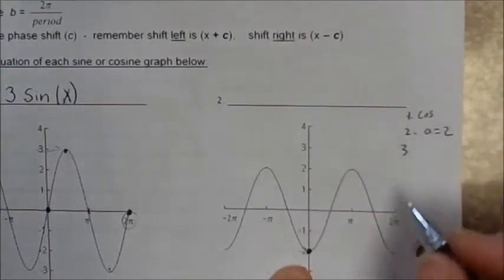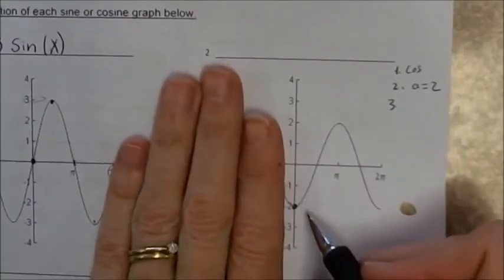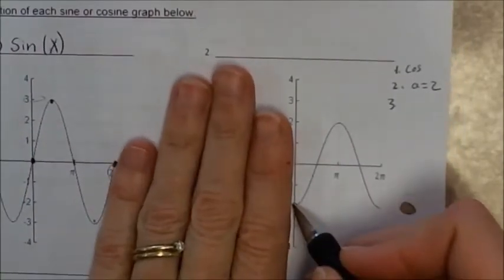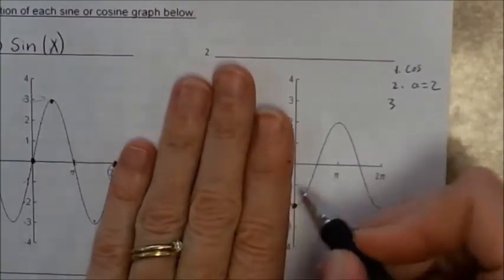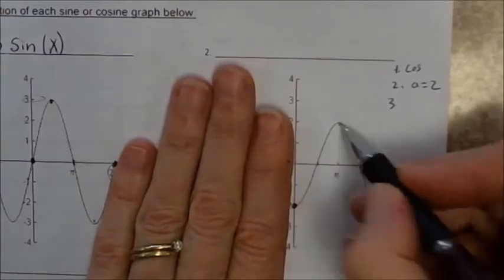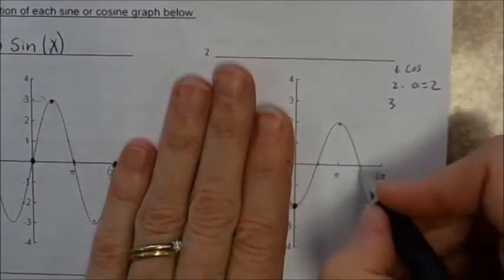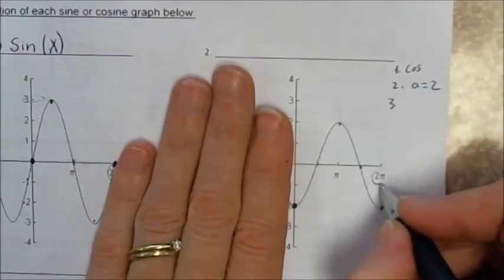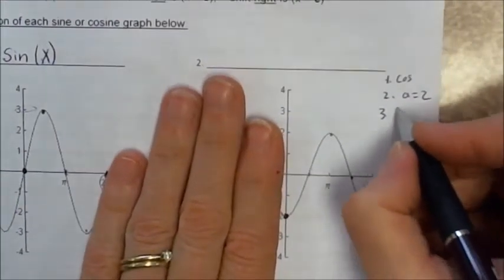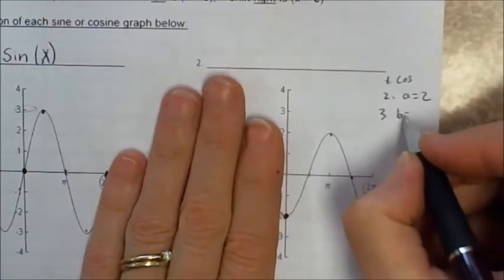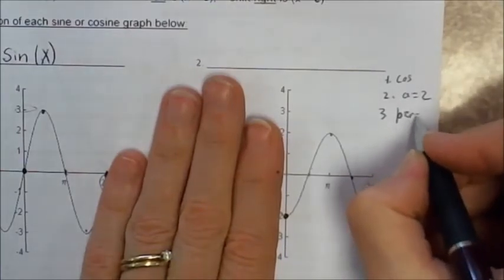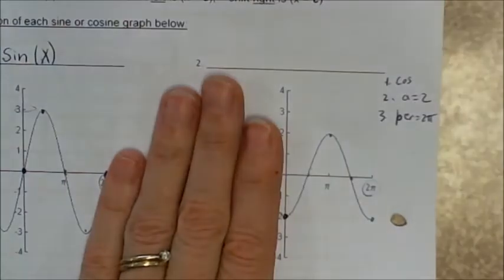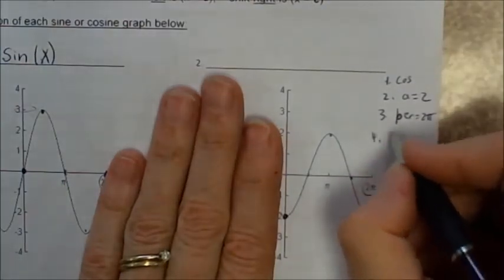Step 3 says how long does it take to get through one full cycle? Well, the minimum, and then the 0, and the maximum, and the 0. When you get through 5 of those major points, you've gone through one full period, and this period takes 2 pi. So the period is equal to 2 pi. Step 4 says calculate b.